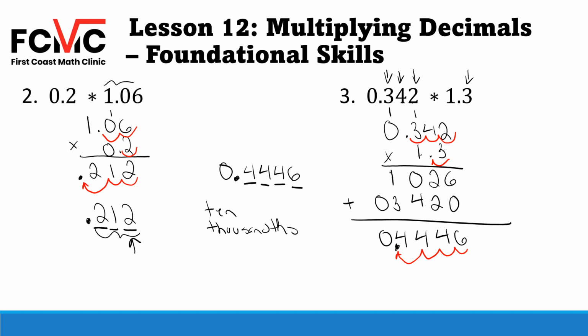And how would we read this number? Well, if we kind of ignore the decimal, this is 4,446. So this is going to be 4,446 10,000ths. So that's how we read this decimal.